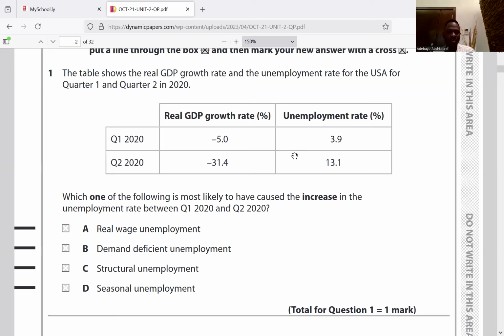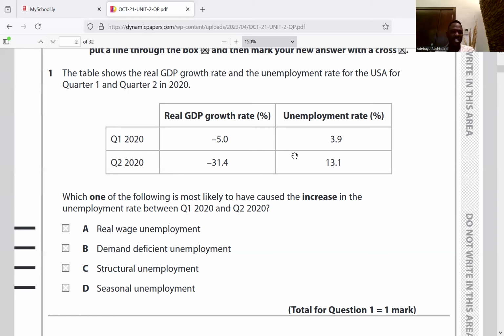Then we go to C. Because if demand within the economy falls, it's going to affect the real GDP and bring about an increase in the unemployment rate. Get the point? We're going to have a negative GDP and an increase in unemployment rate, because aggregate demand is the total demand within the economy. So if total demand within the economy falls, it is expected that unemployment would increase.